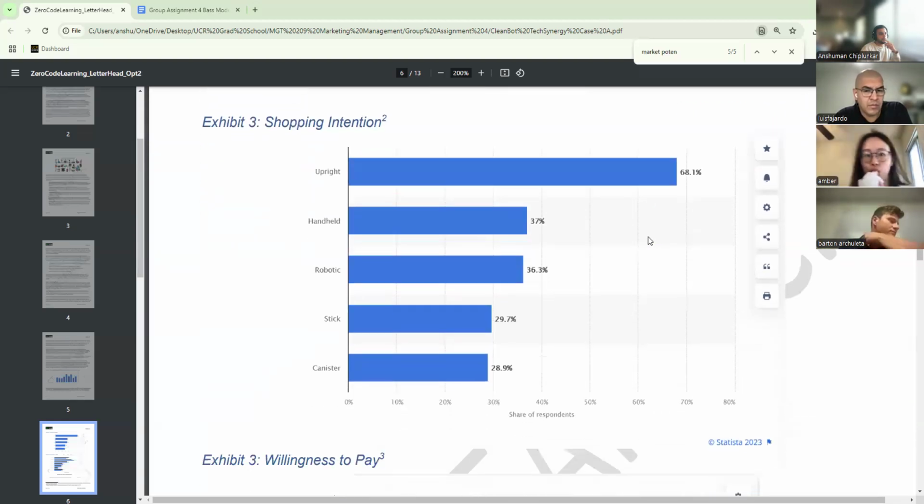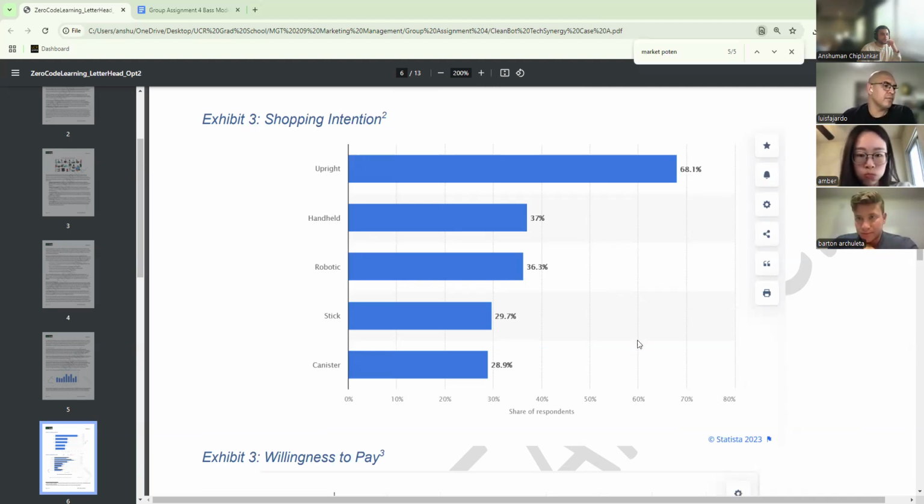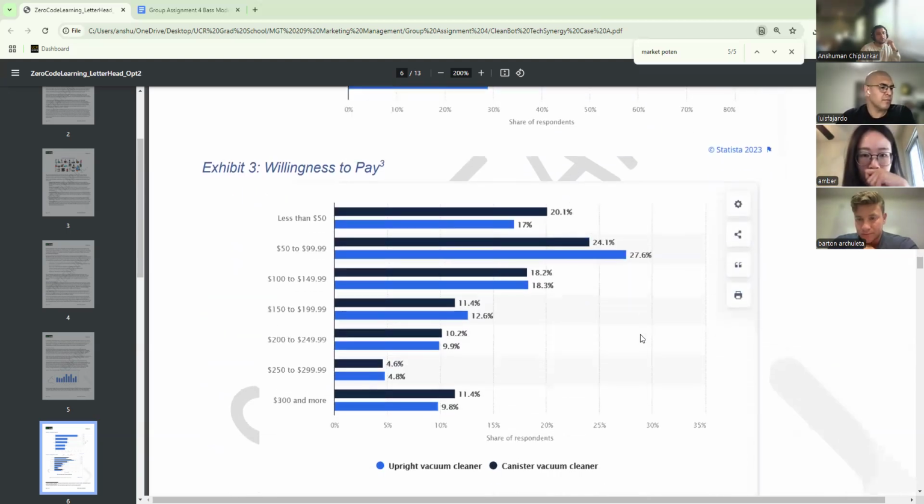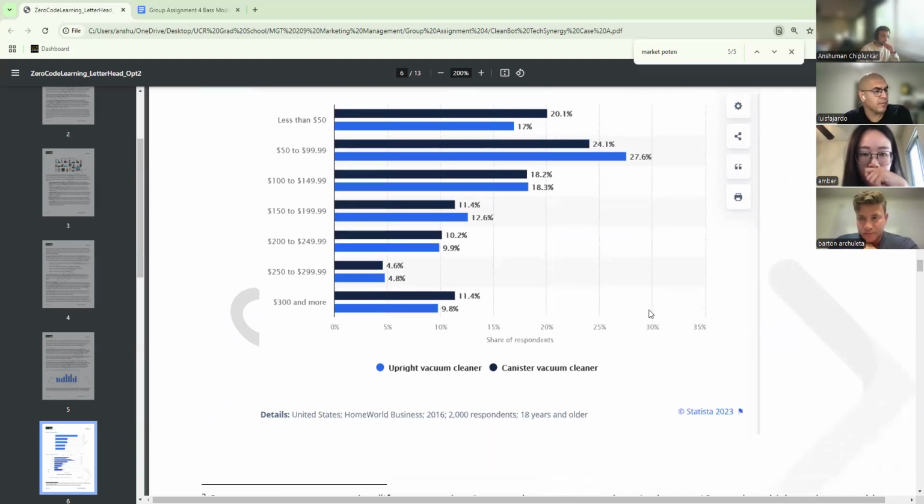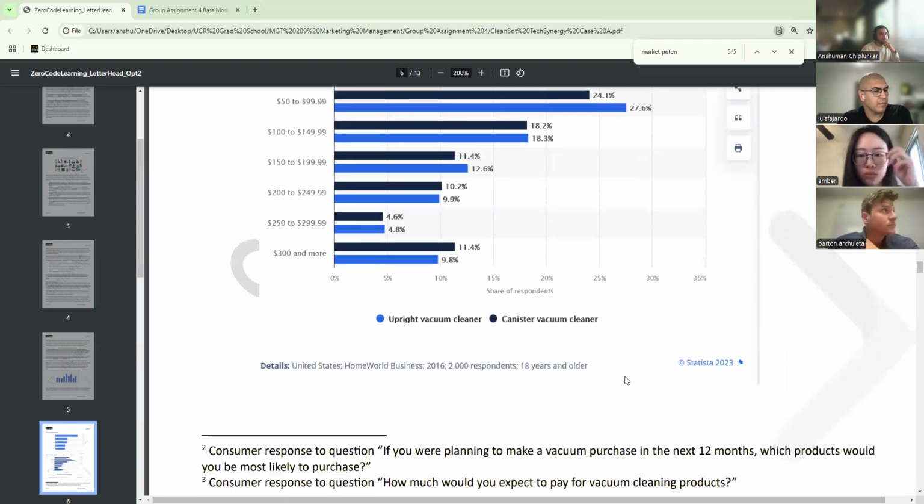And then there's the shopping intention, for what type of vacuum people are saying they're interested in purchasing. And then of course there's how much they're willing to actually pay for what specific type of vacuum. I think all of this background information is for our chain ratio calculation, where in a total population of people, we want to continuously segment it downwards so that we get an approximation of who we're actually trying to sell this to, right?